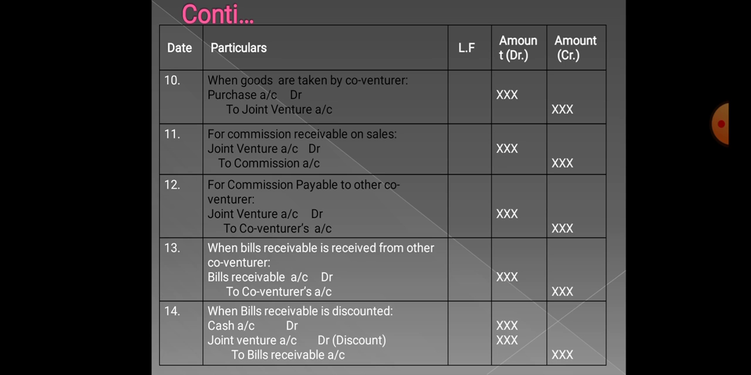When bills receivable is received from the other co-venturer, then the entry would be bills receivable account debtor to co-venturer's account. And when the bill receivable is discounted, then the entry would be cash account debtor, joint venture account debtor with the discount amount, to bills receivable account.